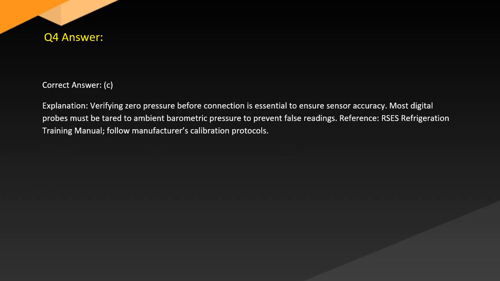Answer. Correct answer, C. Explanation. Verifying zero pressure before connection is essential to ensure sensor accuracy. Most digital probes must be zeroed to ambient barometric pressure to prevent false readings. Reference ASE's Refrigeration Training Manual. Follow manufacturer's calibration protocols.